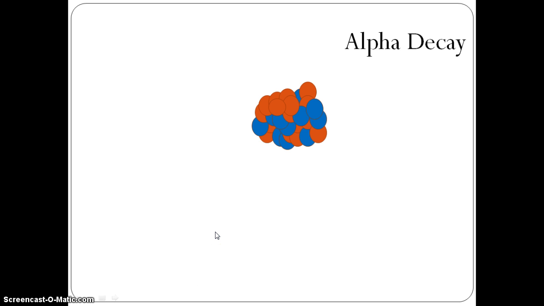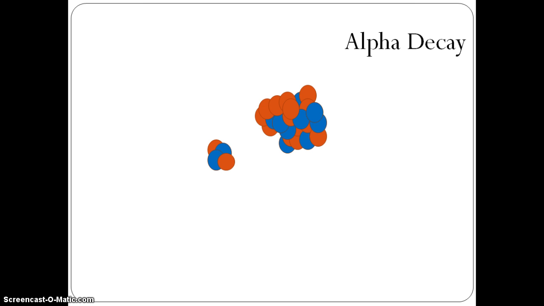So let's say this is uranium-238, this atom right here. Now it has too many neutrons and too many protons. So it is going to release 2 neutrons and 2 protons. So basically it's going to release helium from the nucleus.